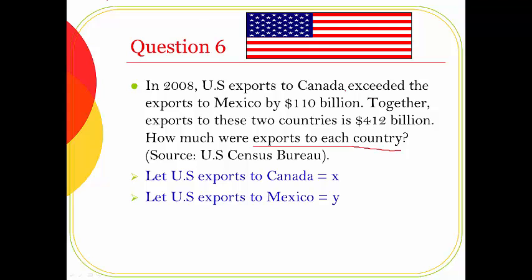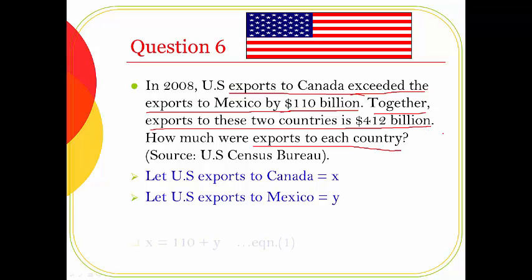Now let us identify the key words here. Exceeded by: exports to Canada exceeded exports to Mexico by 110 billion. So that is the first keyword. Then the second keyword is together. Together means sum. That is the second keyword.